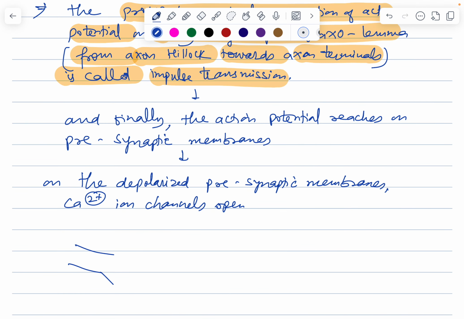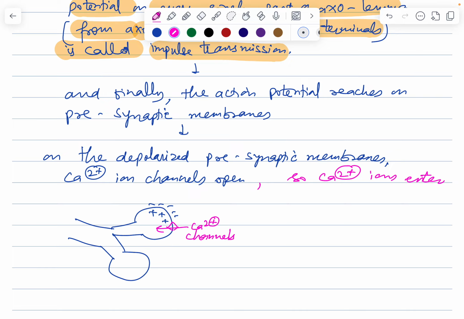So calcium ions enter in the synaptic knobs or the synaptic end bulbs. You remember what this is? Synaptic knob or the synaptic end bulb. And what has started coming into it? Calcium ions.